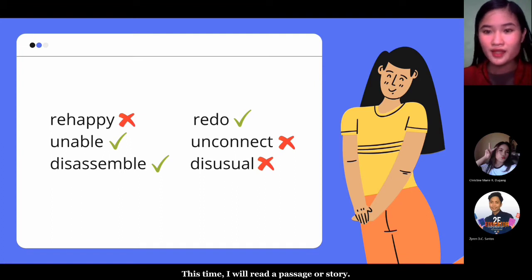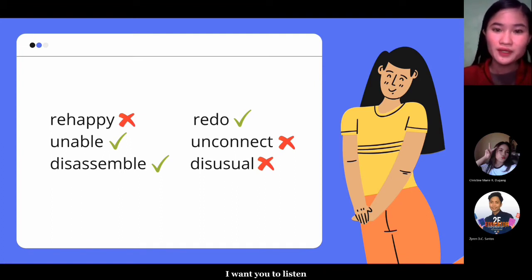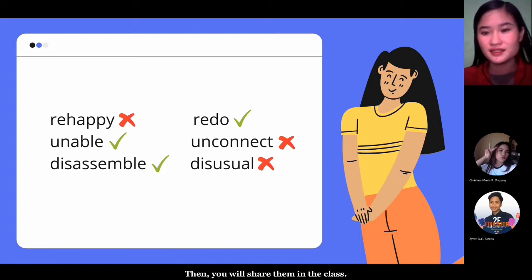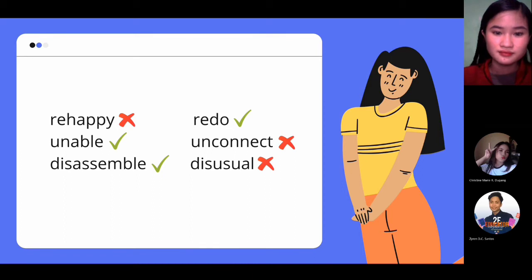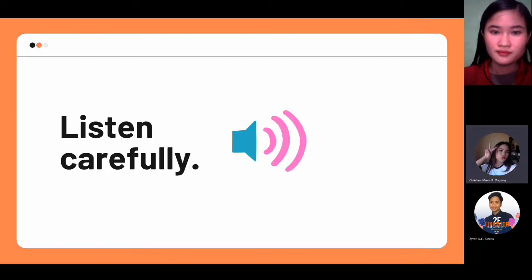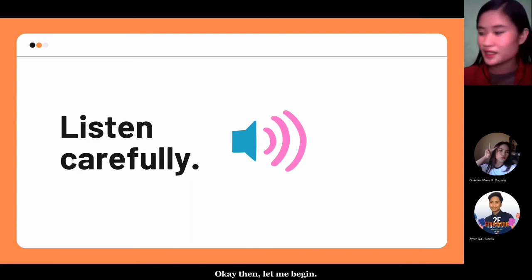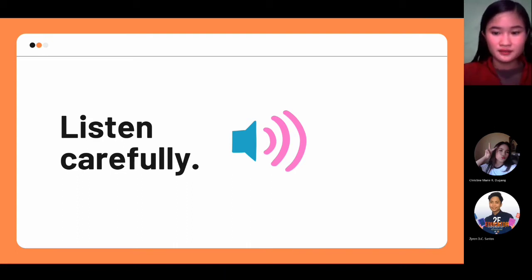This time, I will read a passage or story. I want you to listen and write down the prefixes that you can remember. Then you will share them in the class. Do you understand or do you have any clarifications? None po. Okay, then let me begin.